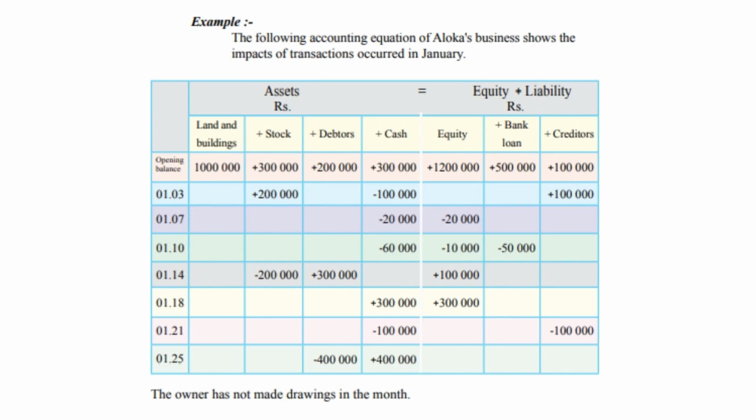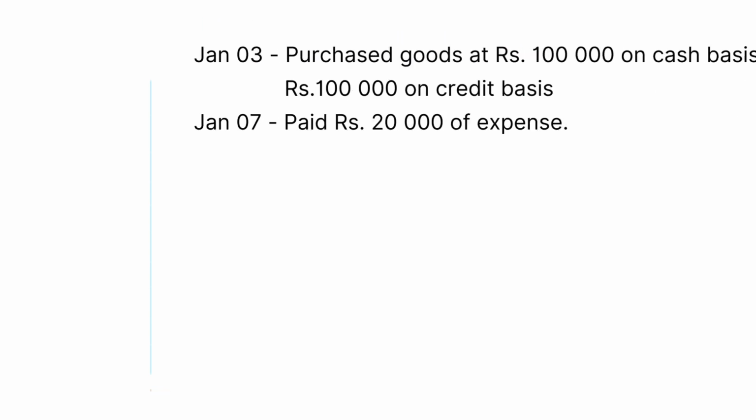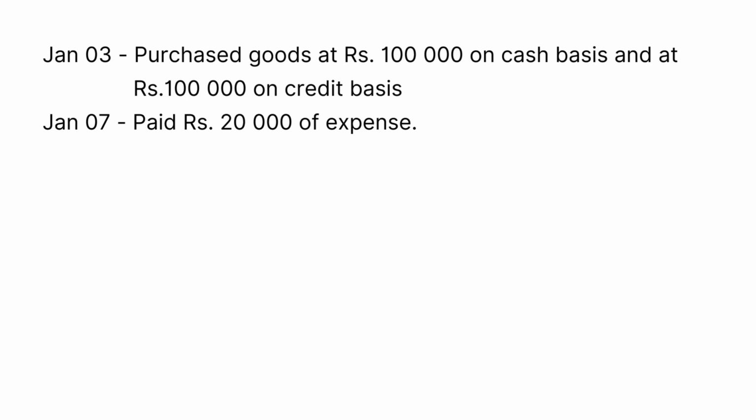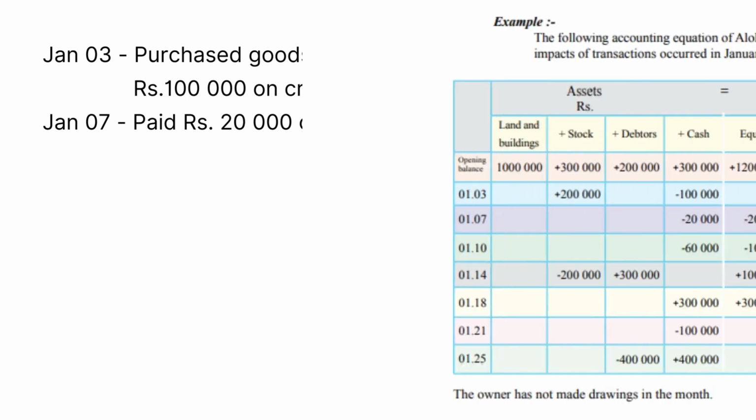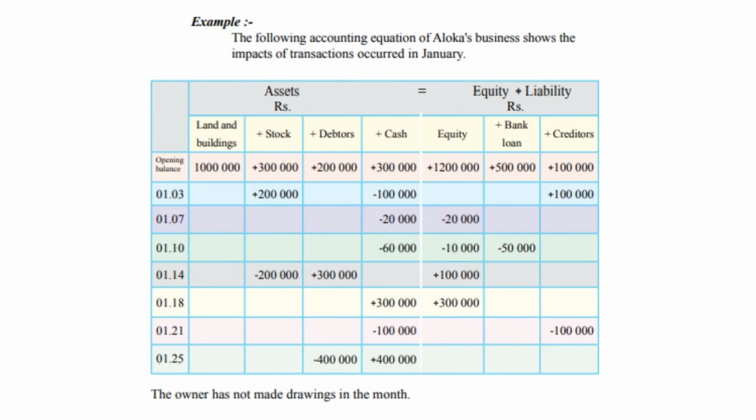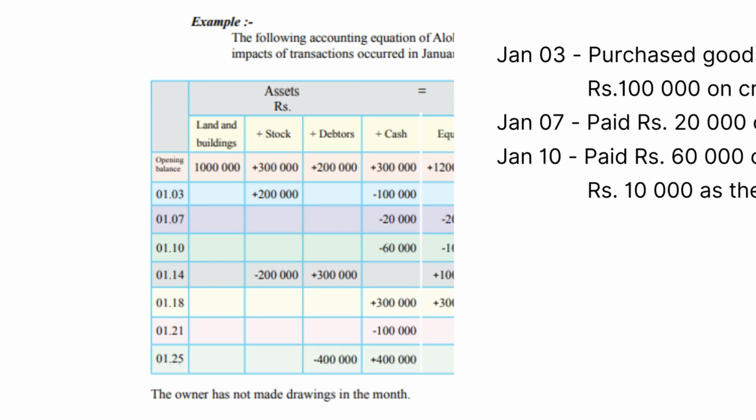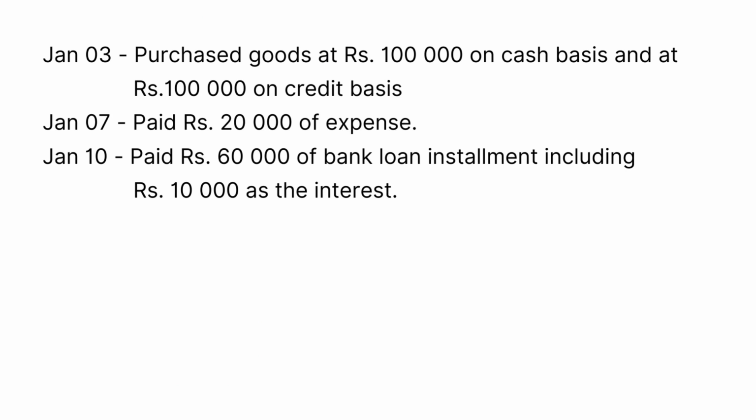On January 7th, here 20,000 is deducted from cash and equity. We know that equity will decrease only if there is an expense or drawings. But here they have said there are no drawings. So we can conclude as paid rupees 20,000 of an expense. January 10th, cash is decreased by 60,000 and equity decreased by 10,000, and also bank loan is decreased by 50,000. So we know that equity decreasing in this case is only due to expense. So we can conclude that, paid rupees 60,000 of bank loan installment including rupees 10,000 as the interest.